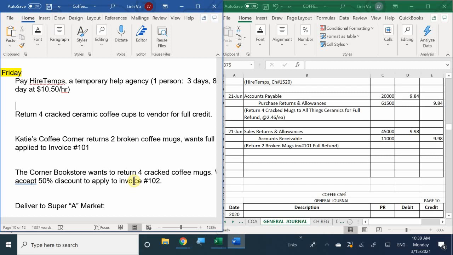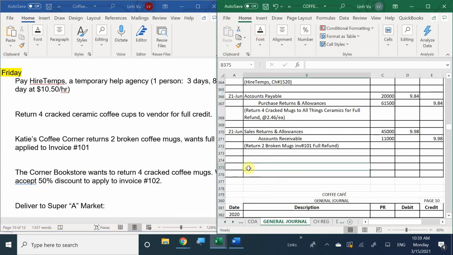Okay, so specifically, what account am I going to be using? Invoice 102. No, the account, right here. Like what account am I going to be taking out of? Would it be sales discounts? It wouldn't be sales discounts because what is he attempting to do? Return. He's attempting to return. However, it would be an allowance, yes. And it's only 50%.